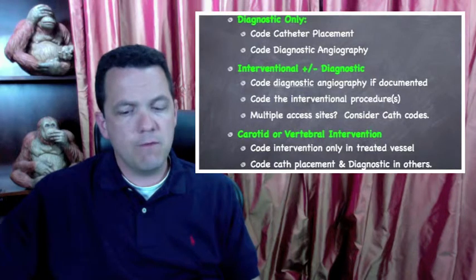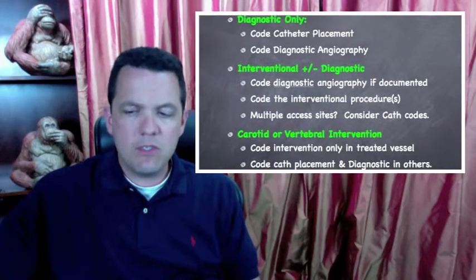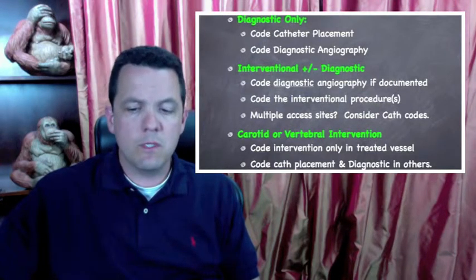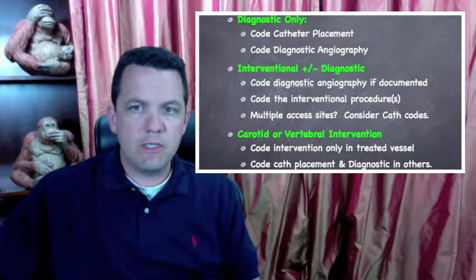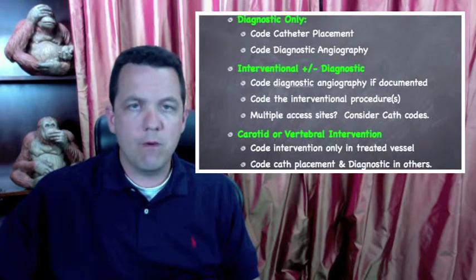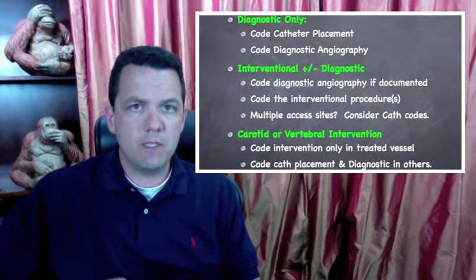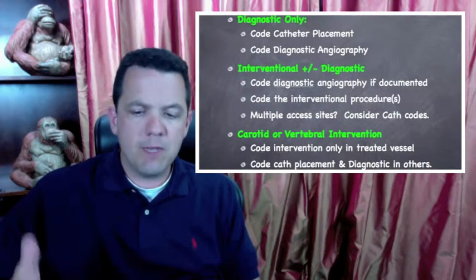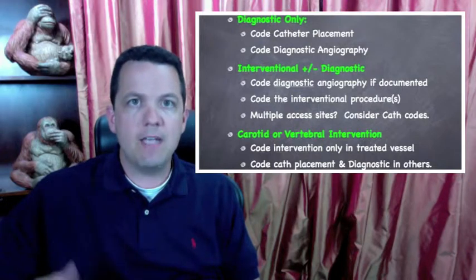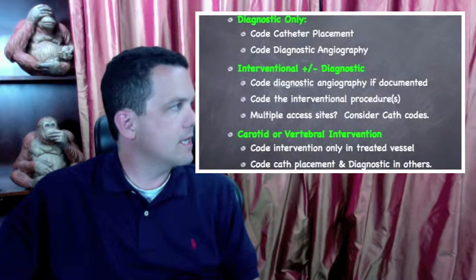Carotid and vertebral interventions is the third pathway, and this is just a very unique set of rules in which we code for the intervention, but we're precluded from billing for the catheter placement or the diagnostic study of the vessel that's being intervened upon. I'll explain each of these in a stepwise fashion so you can build on this concept.